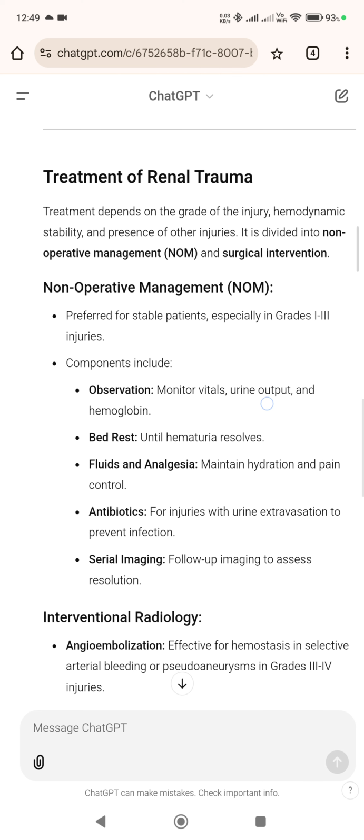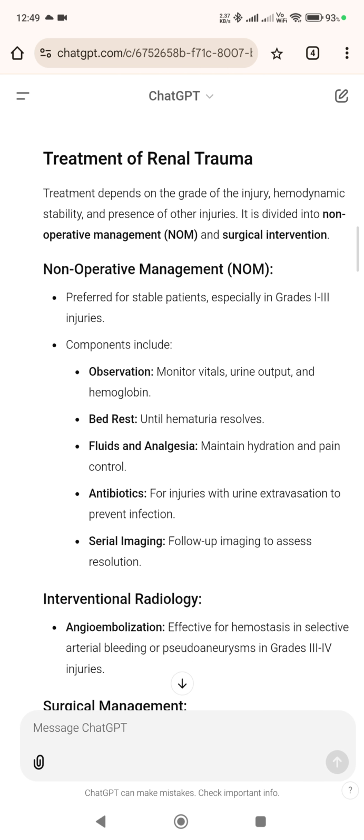Treatment of renal trauma. Treatment depends on the grade of the injury, hemodynamic stability, and presence of other injuries. It is divided into non-operative management, NOM, and surgical intervention. Non-operative management is preferred for stable patients, especially in grades 1 to 3 injuries.